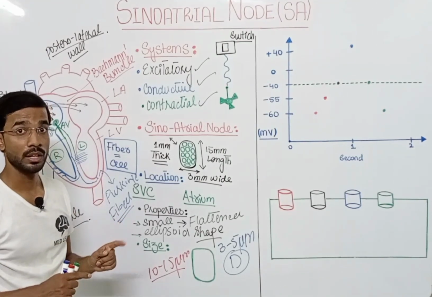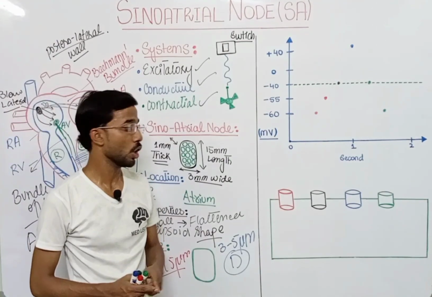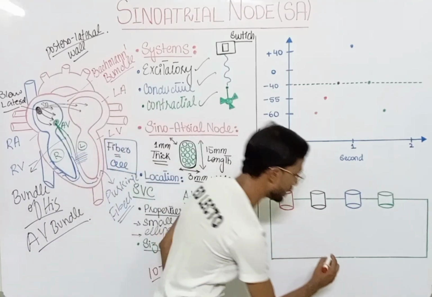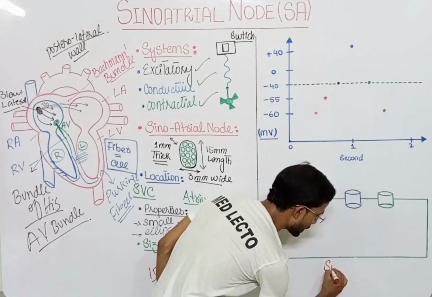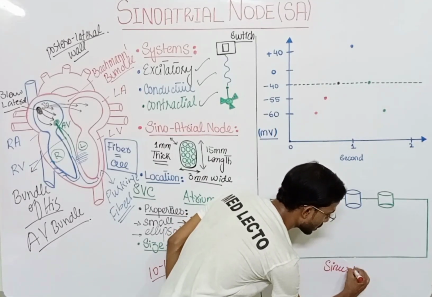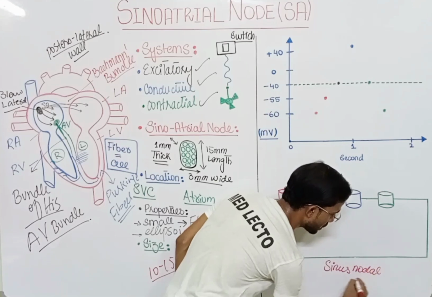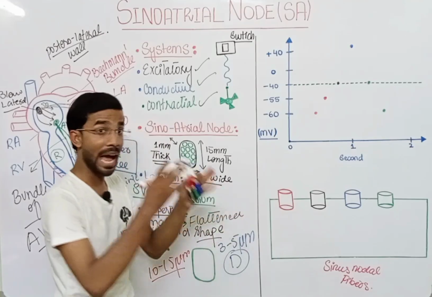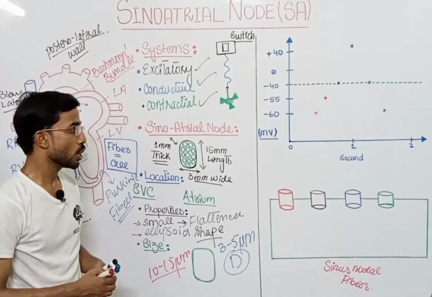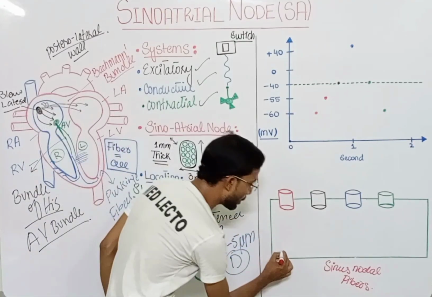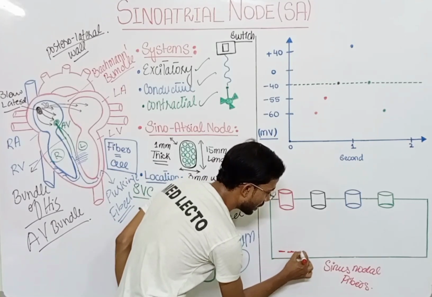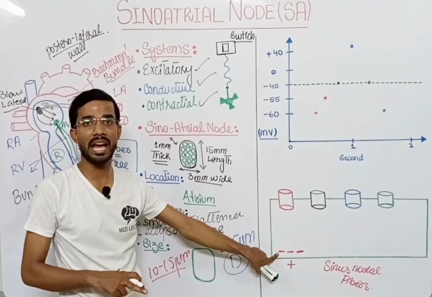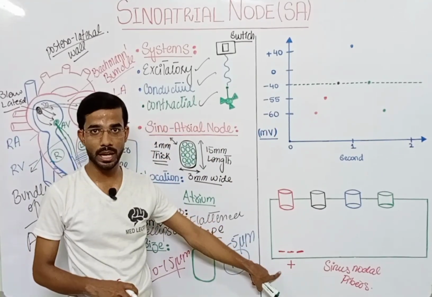If we see what happens in the SA node, that's very important. This is the sinus nodal fibers, or you can say cell. What actually happens in the cells of the SA node? First of all, the cell will be in a negative state. The potential inside the cell will be negative compared to the outside.